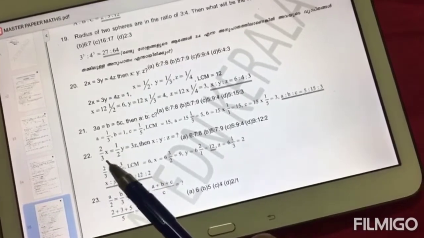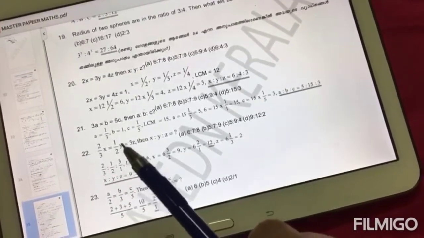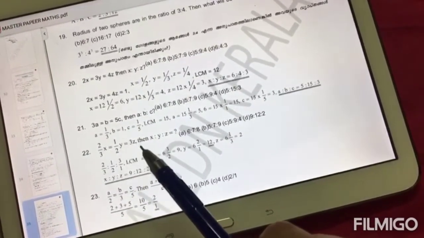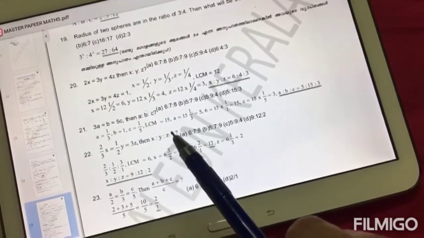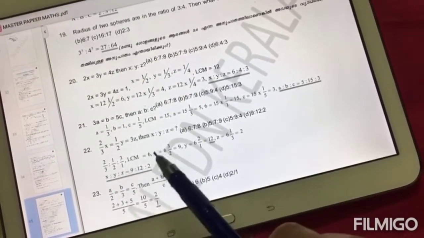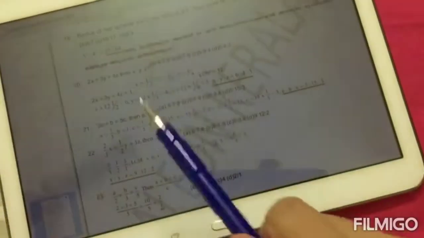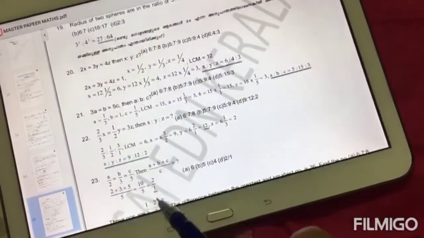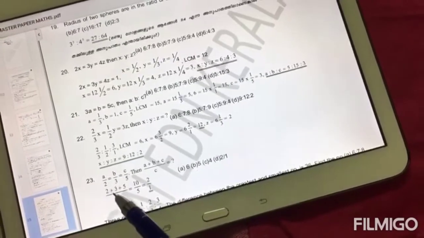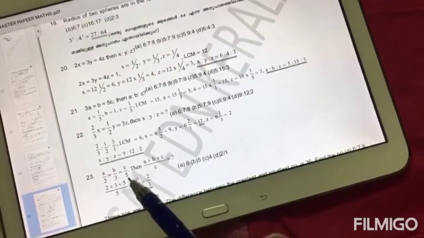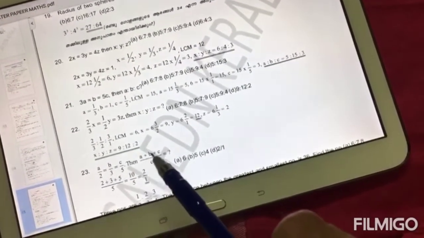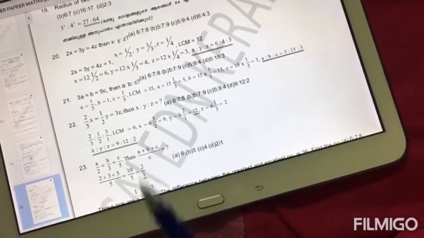Now number 22. 2 by 3x is equal to 1 by 2y is equal to 3z. Then what is x is to y is to z? Same way of doing it. Same as 20, 21. So please do it. Number 23 is very simple. A by 2 is equal to b by 3 is equal to c by 5. Then what is a plus b plus c divided by c?